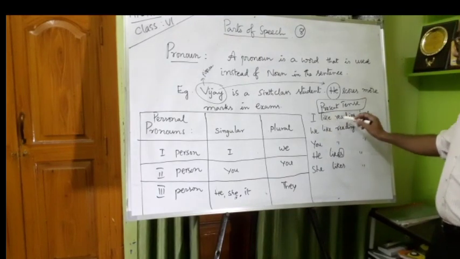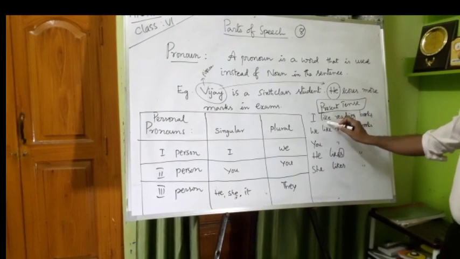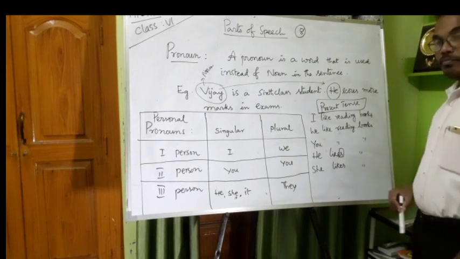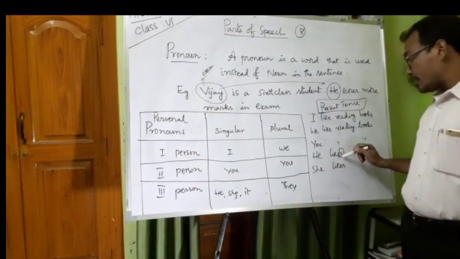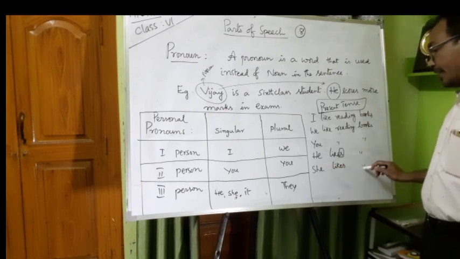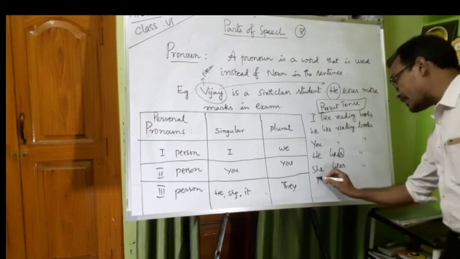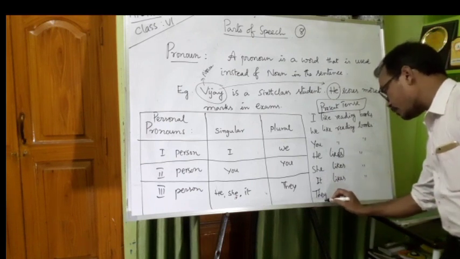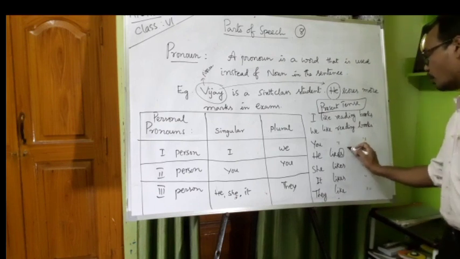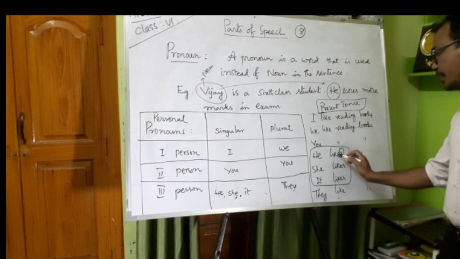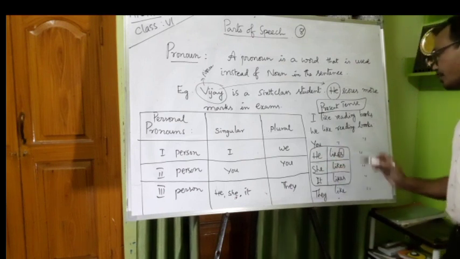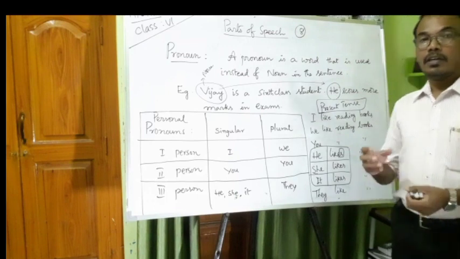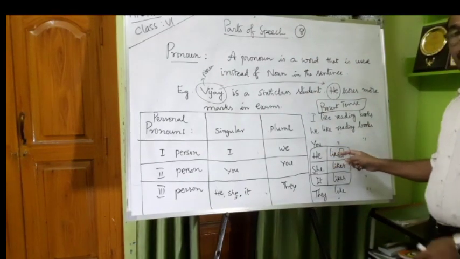For example, I like reading books. We like reading books. You like reading books. But observe carefully. He likes reading books. She likes reading books. It likes, maybe a robot or some toys. They like reading books. These three pronouns, he, she, it, have a little difference in their verbs.